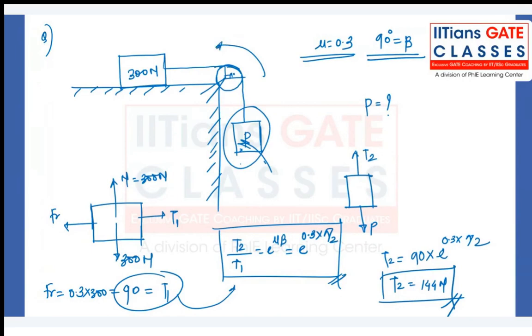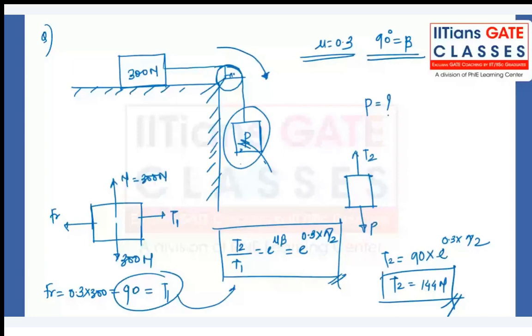Always, if you put the direction of the motion in which you think motion is possible, that arrow will always indicate the high tension side. Reverse motion is not possible practically without any application of force on the horizontal block. That is the reason I am considering here T1 as the high tension side, the P block as the high tension side.